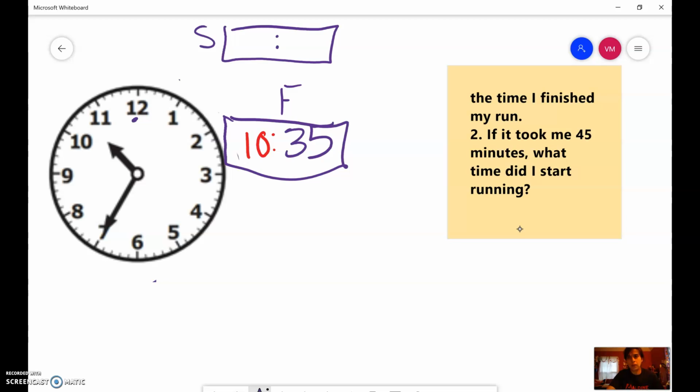So again, I'm working with 45 minutes. It started 45 minutes ago. The hour hand is the short hand. The minute hand is the long one. So I need to start with the minutes because I'm working with minutes.